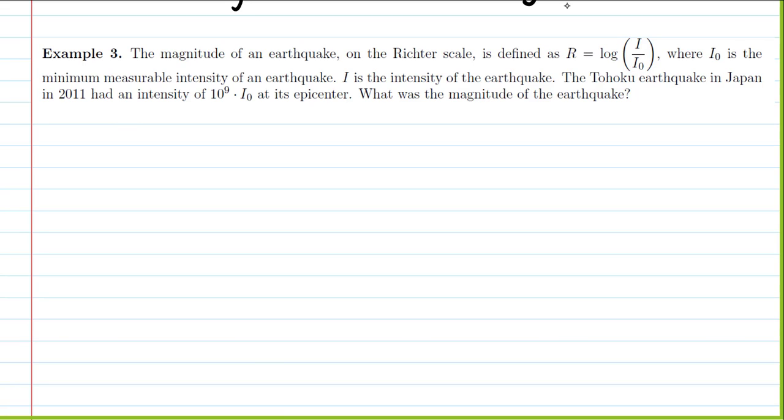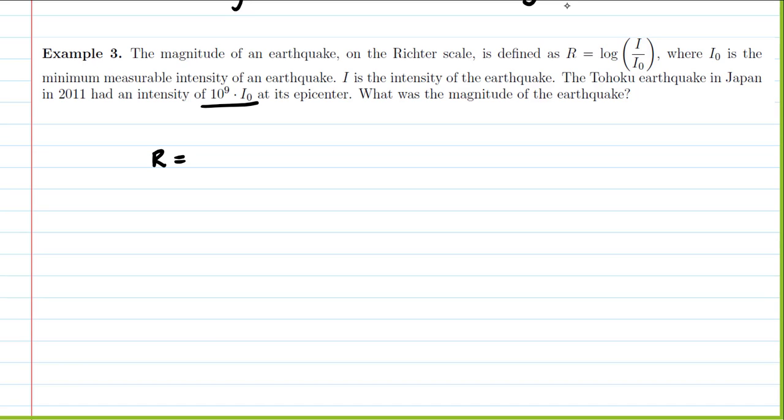So as I mentioned, pH is also measured on a logarithmic scale. Decibels, so sound intensity, is also measured on a logarithmic scale. So a lot of these things grow a lot faster than we would think because they are logarithms and not linear growth. All right, so now back to our problem. It says that the earthquake had an intensity of 10 to the 9th times I naught at its epicenter. And we want to calculate its magnitude.